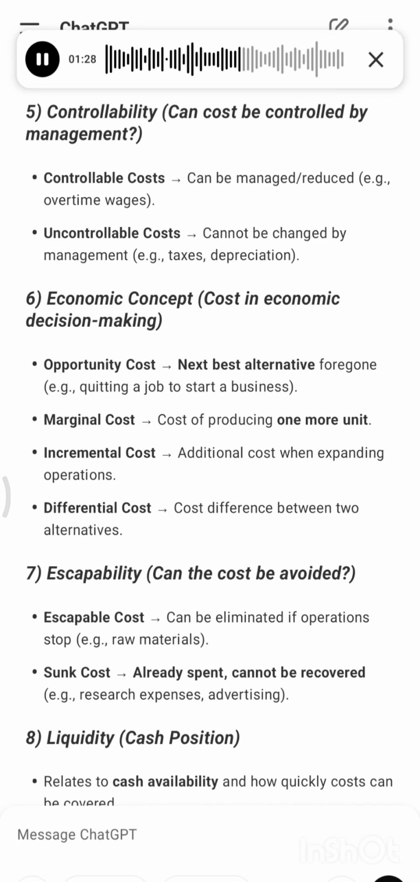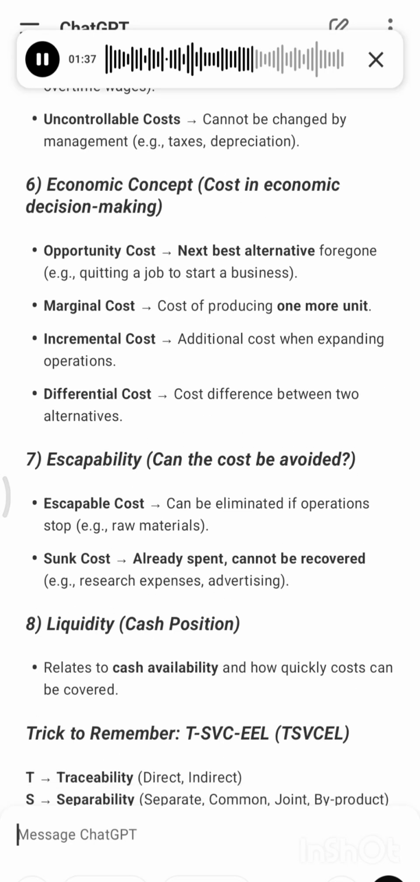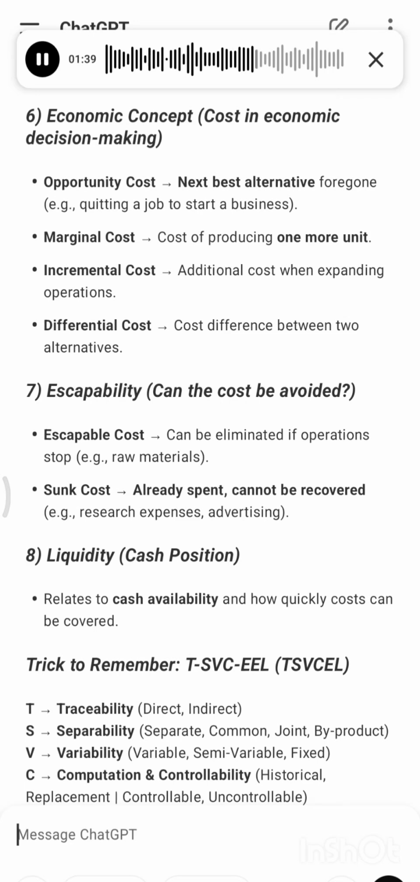Cost in economic decision-making. Opportunity cost: next best alternative foregone, e.g. quitting a job to start a business. Marginal cost: cost of producing one more unit. Incremental cost: additional cost when expanding operations. Differential cost: cost difference between two alternatives.